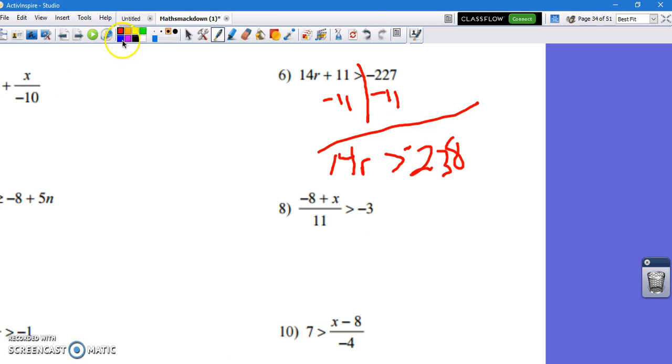R is still not by itself. Now, you're going to take 14 and divide. Yes.